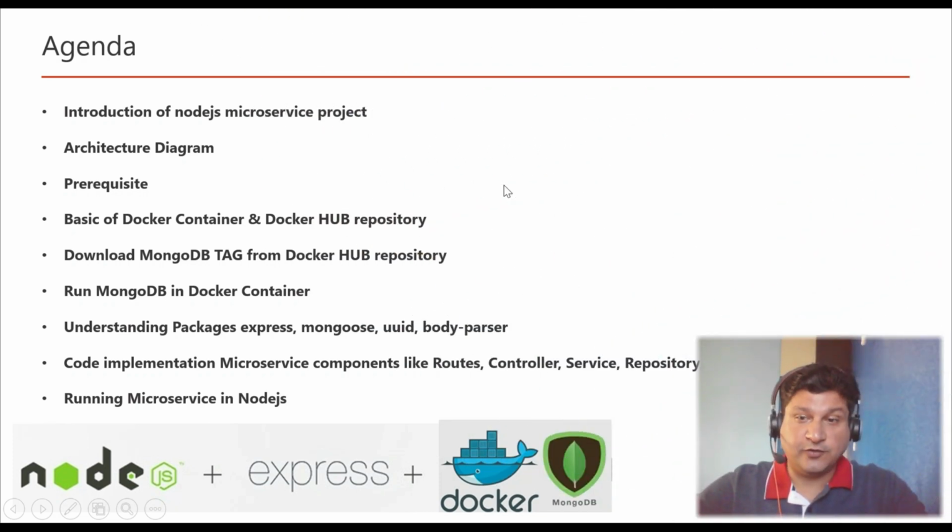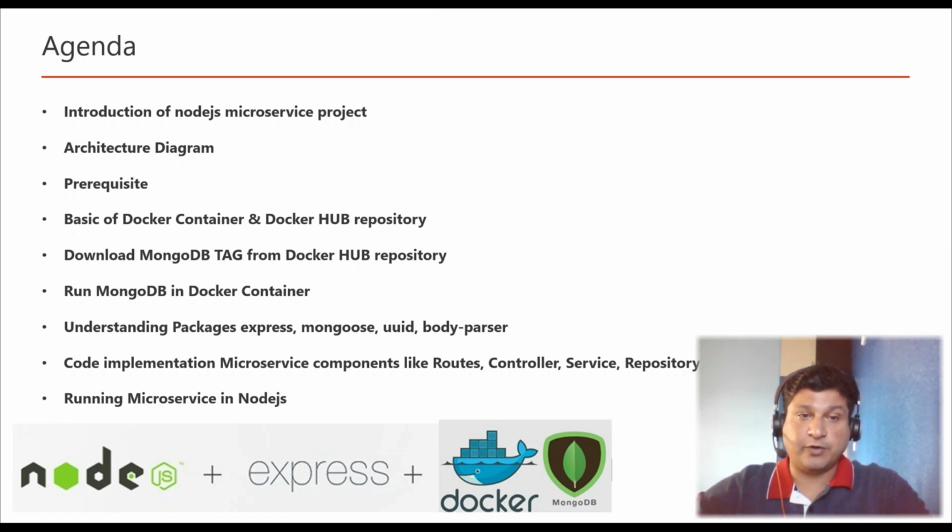Okay, friends. So here is the agenda of this tutorial. Let me quickly run through the agenda. I'll give an introduction of the project, then I'll explain the purpose of this project through an architecture diagram, what we are trying to achieve. I'll tell you the prerequisites, what software and utilities are required for this tutorial. Then I'll give you a basic introduction of Docker containers and the Docker Hub repository, because we are going to use it here for MongoDB. Then I'll show you how you can download a MongoDB image or MongoDB tag from the Docker Hub repository. Then I'll show you how to run that MongoDB image in a Docker container.